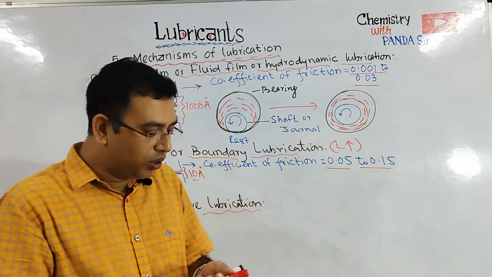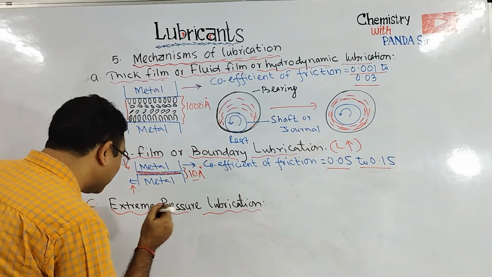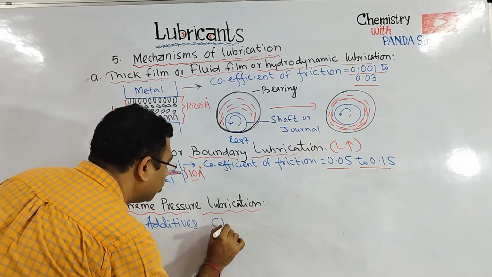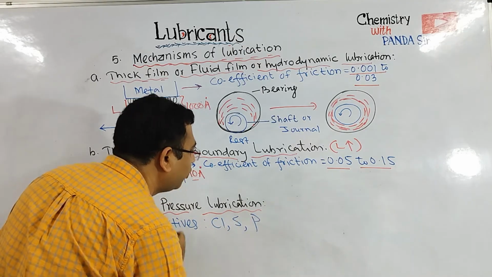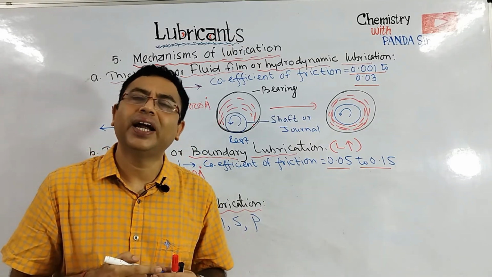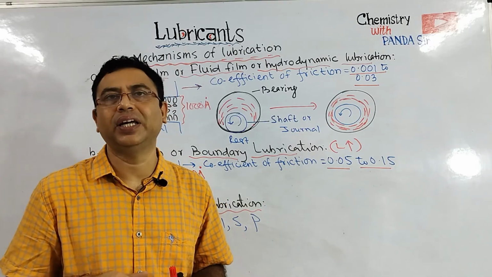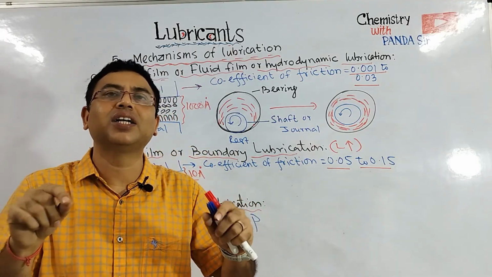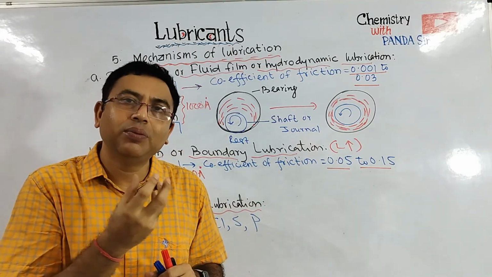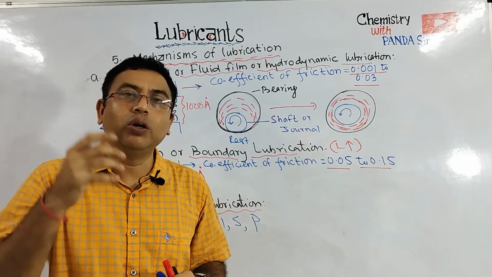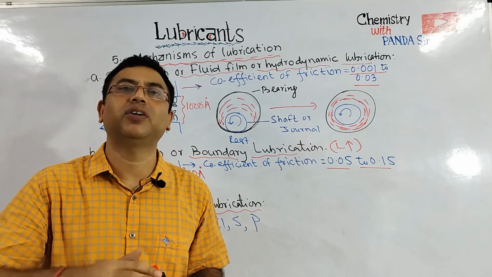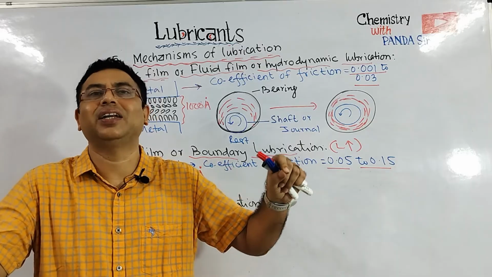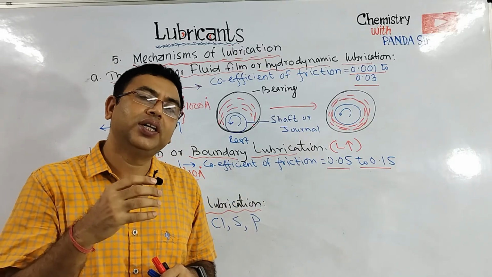So along with the lubricating oil, we add some additives like chlorine, sulfur, phosphorus. Now what happens with that? At that very high temperature, this chlorine, sulfur, phosphorus will react with the metal surface and form a chemical lubricant. With the chemical reaction, they form metal chloride, metal sulfide or metal phosphide and stick to the surface firmly. They create a very thin layer.